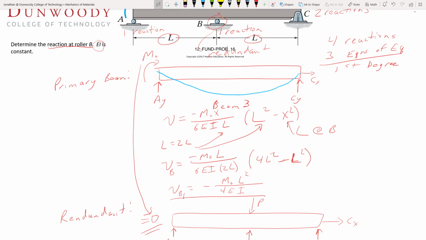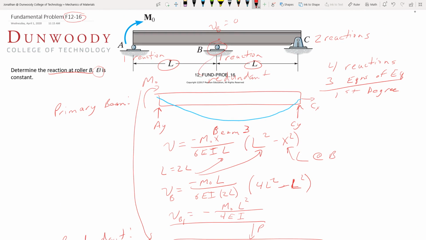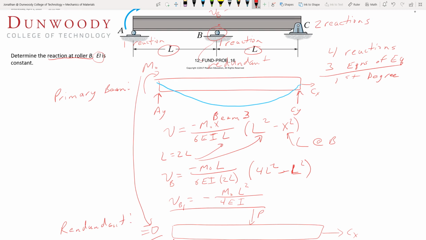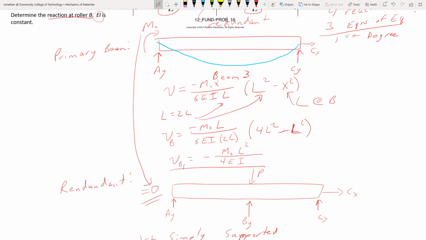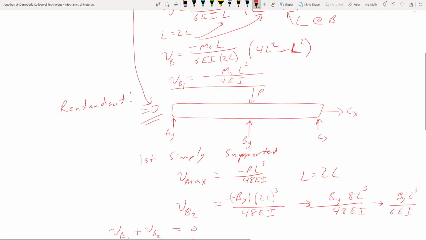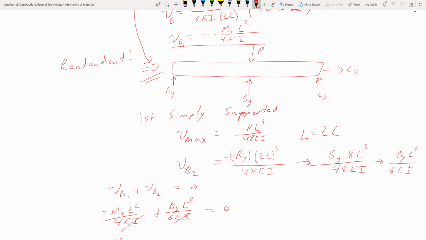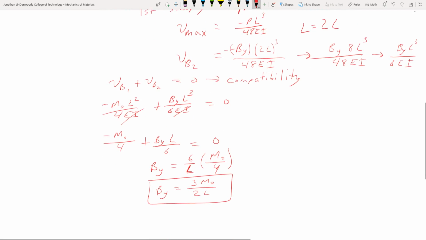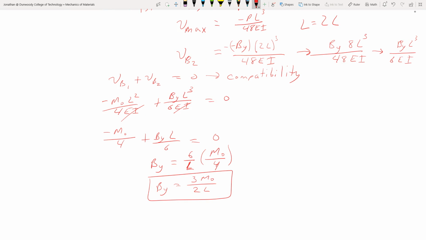So looking back, what did we do? We picked a primary beam. In this case, I pulled out my support at B as my redundant. I just analyzed a simply supported beam with a moment applied at one end. Found that deflection curve from Appendix C. Found my deflection at the point I was caring about. Came back, removed the first applied load, put in my reaction as a load. Found the deflection from that. Added those two together to be 0. This is our compatibility. And as a result, we can solve for BY in terms of our other variables, and we found it here to be 3M0 over 2L.